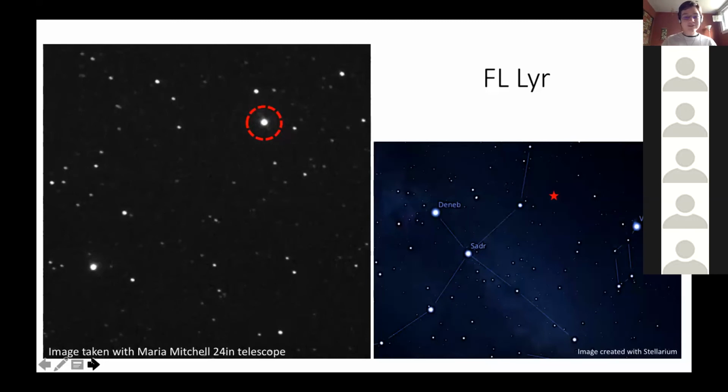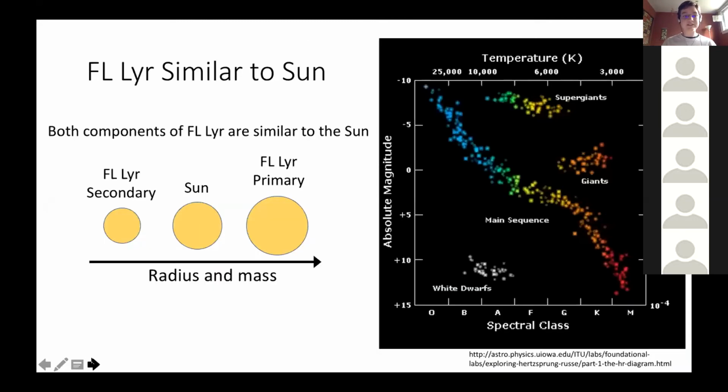So why do we want to study FL Lyra in particular? One of the reasons is that FL Lyra is very similar to the sun. FL Lyra has two parts, but each of the stars in that system is very similar to the sun. One of them is just a little bit smaller in terms of mass and radius, and the other one is just a little bit bigger. They're also similar in terms of their type of star.